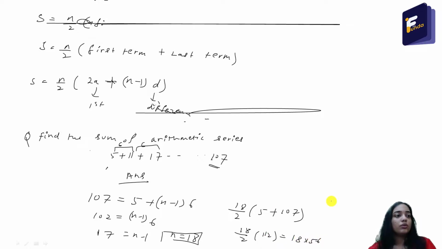That is 1008. 18 into 56 is 1008. So you can calculate this number. If your answer is 1008, then it's correct.